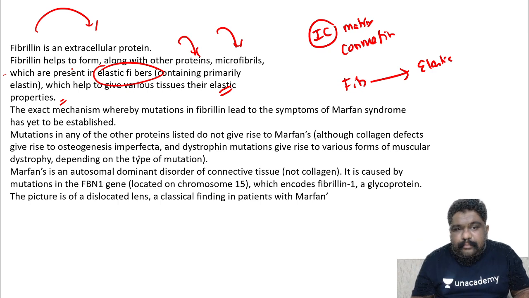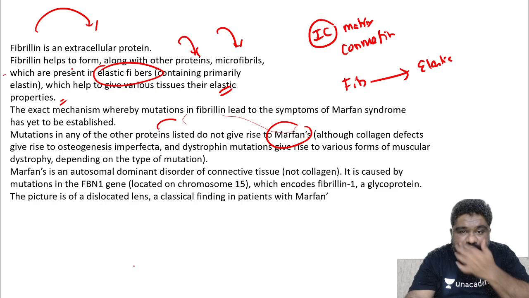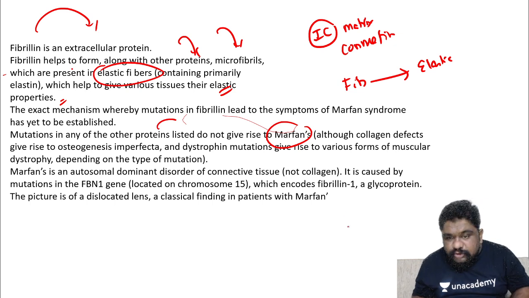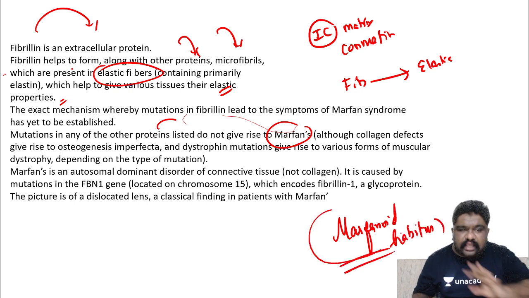But remember, mutations in any of the other proteins do not give rise to Marfan syndrome. Who are the other proteins? If we speak about collagen, elastin, dystrophin, beta-catenin, none of them are capable of causing Marfan-like syndrome. Now this, what you saw as the clinical picture, is called Marfanoid habitus. It means all the features are similar to either Marfan syndrome or like Marfan syndrome.